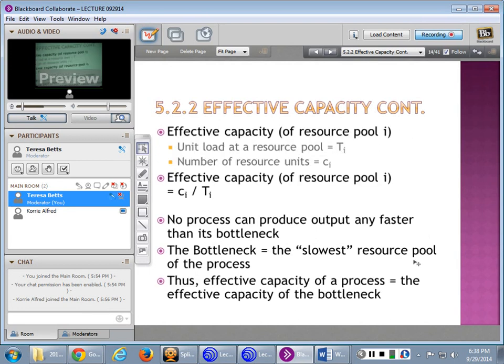The effective capacity of the resource pool, and here's where the formulas come in. The unit load at a resource pool is T sub I, and the number of resource units is C sub I. Okay, so effective capacity is how many resource units you have, C sub I, divided by T sub I. No process can produce output any faster than its bottleneck. The bottleneck is the slowest resource pool of the process. Thus, effective capacity of a process is the effective capacity of whatever your bottleneck is.